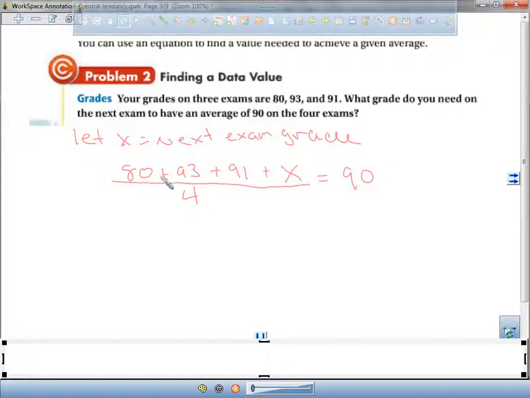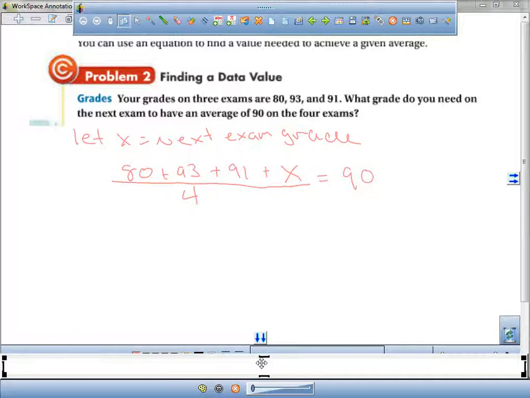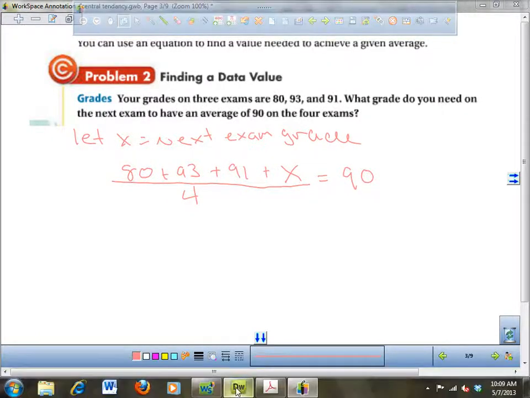Okay, so do some math. Anyone know how I get rid of this 4 down here? How do I get rid of that 4? Good. I multiply both sides by 4. Okay? So I don't need this thing. I'm gonna multiply everything by 4. And when I do that, this 4 goes away, and this turns into a 4 times 90.